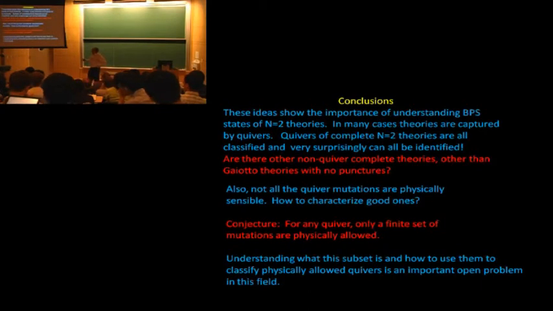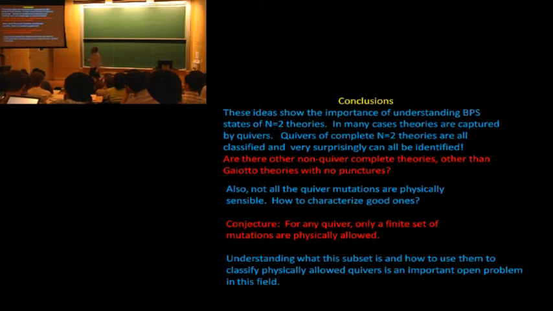Now, we have also seen that there are some non-quiver N equal to 2 theories, like the ones corresponding to higher genus cases, with genus bigger than 2, without punctures. We know they exist. We know they're good gauge theories. And we do know there is no quiver associated with them because they have an everywhere dense phase in the BPS states. So are there other ones other than these, or is that it? That's an open question. We do not know the answer to that.